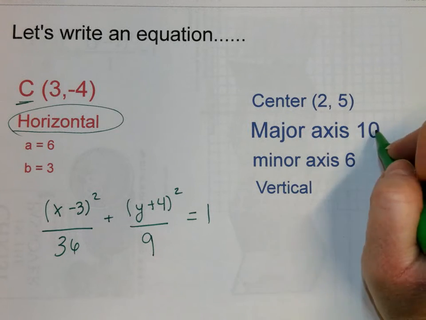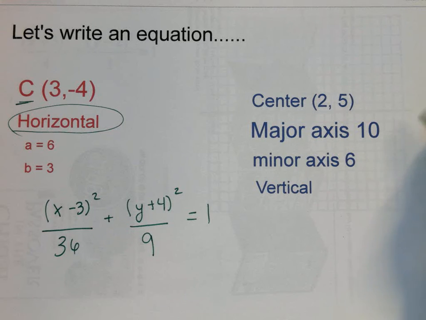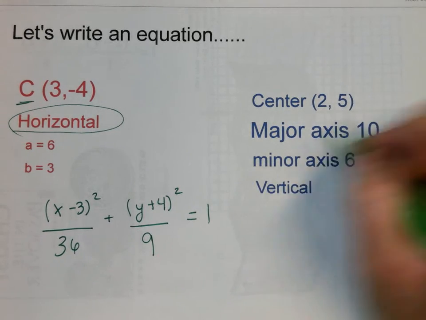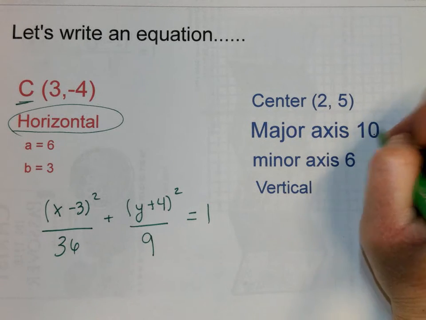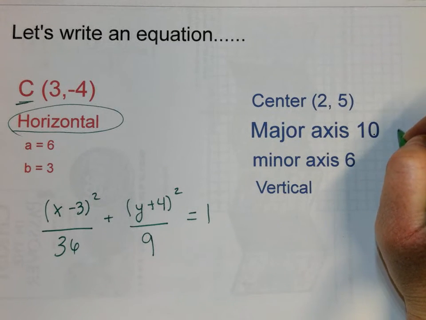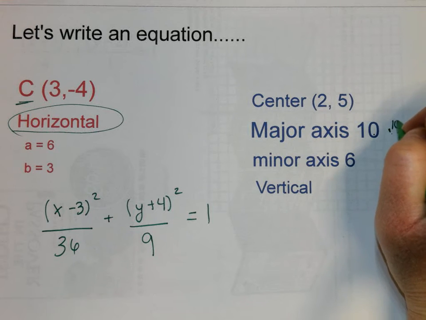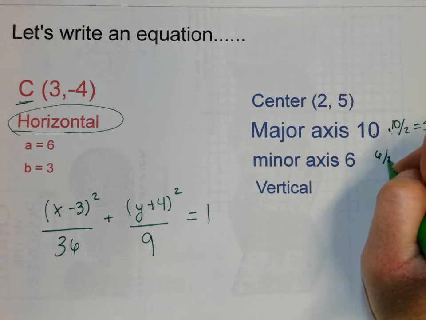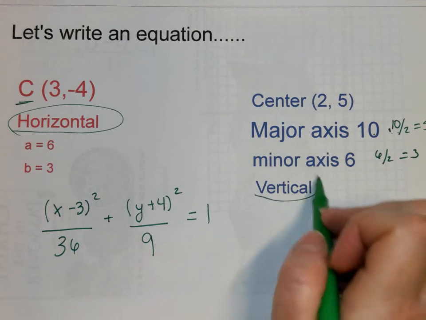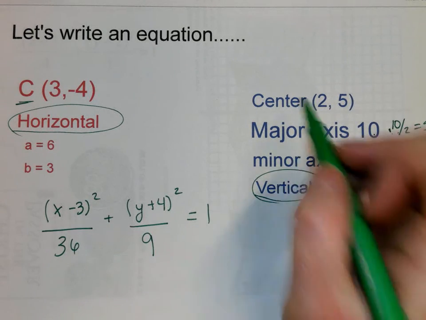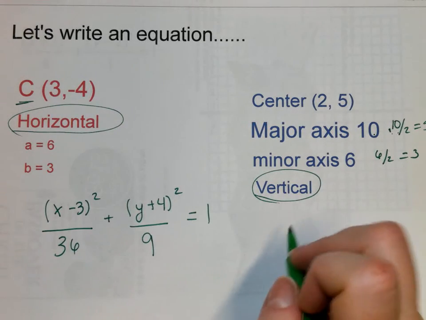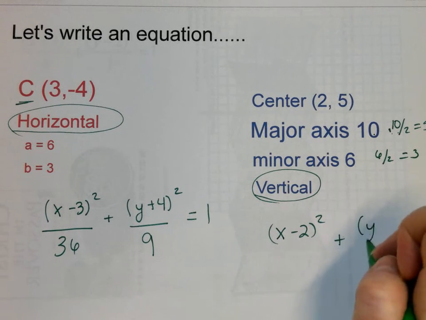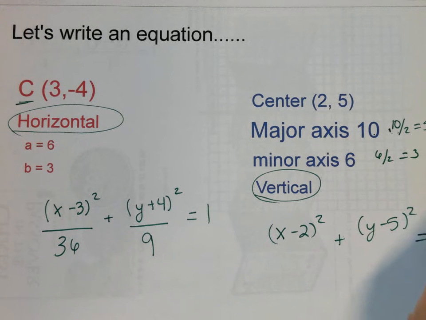A little different in the next problem. It says the major axis is 10. Remember the other day when we wrote equations and we gave you the length and the width? Well, this is doing the same thing. If the major axis is 10, then I'm going to move 10 divided by 2 is 5, and this one, 6 divided by 2 is 3, and it's telling me it's vertical. The top part of my equation, I do the same as before. X minus 2 squared and y minus 5 squared equals 1.